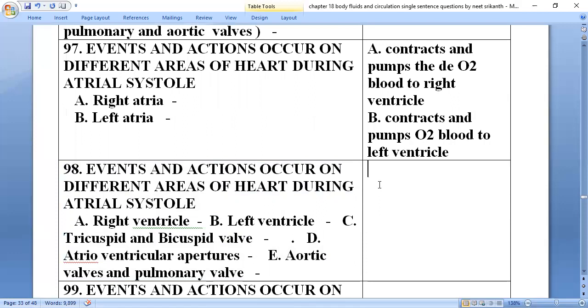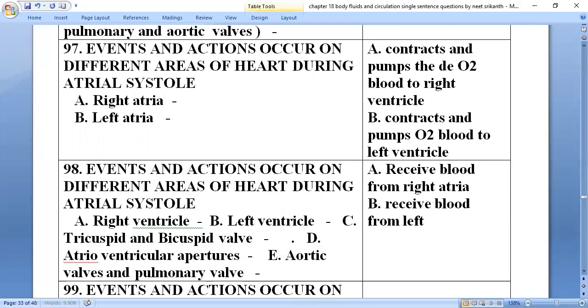Okay, events and actions occur in different areas of the heart during atrial systole. We are continuing here. We wrote right atria, left atria, and now we are moving on. Right ventricle: at the same time, at the time of atrial systole, when the right atrium is pumping, what will the right ventricle do? It receives blood from the right atria. We call it active filling. By the contraction it is happening. Left ventricle receives blood from the left atria.